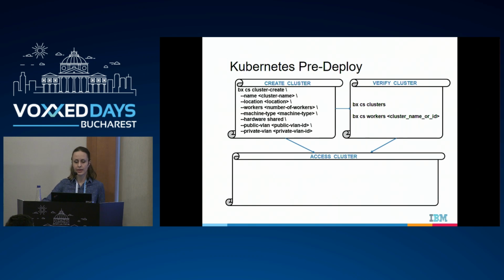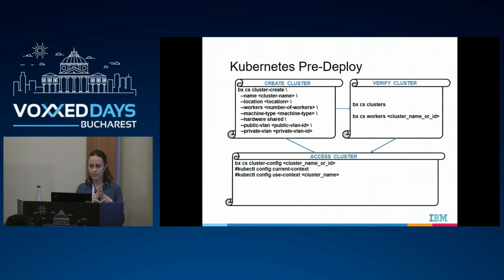And then you can access it by using bx cs cluster config, or kubectl config use-context for the cluster that you have just created. So you need to position yourself inside the cluster from the command line in order to be able to control it with Kubernetes commands, and to interact with it directly from your local host. These kinds of commands are also useful to be done in scripts for the cloud delivery pipeline.